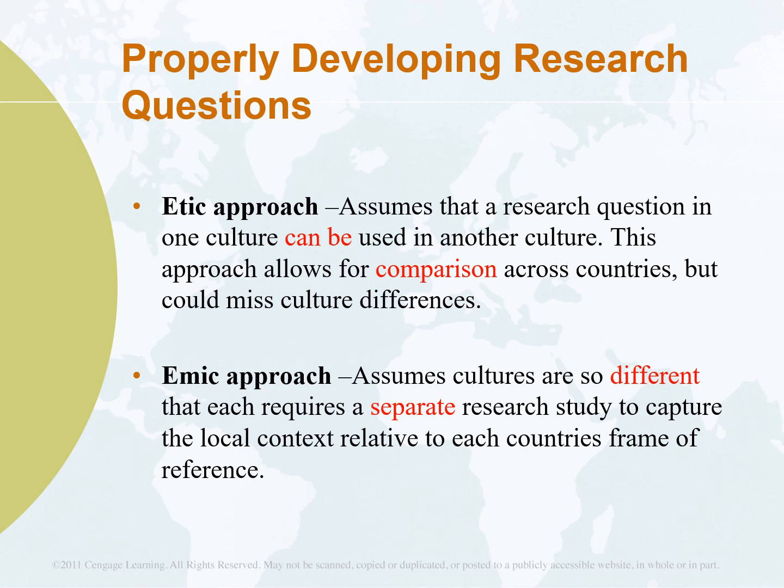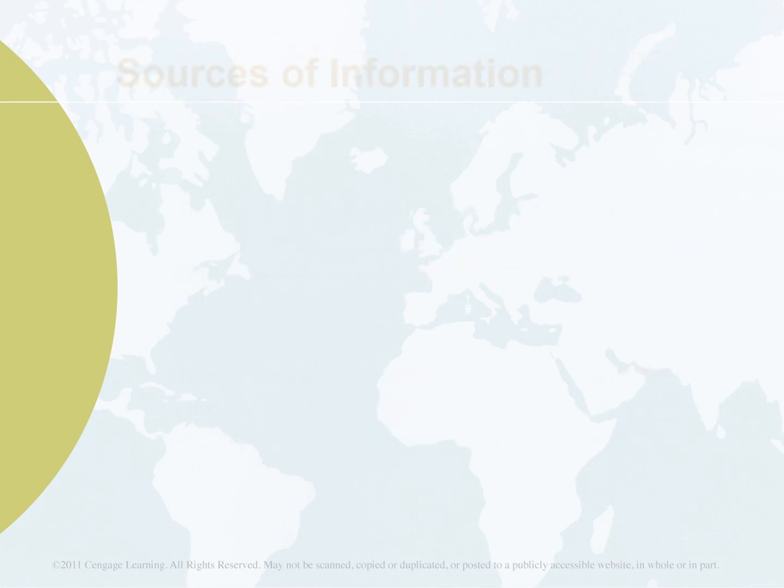The emic approach assumes cultures are so different that each requires a separate research study to capture the local context relative to each country's frame of reference. Okay, so you have to have a separate one for each and every one of them. That's called the emic approach. But you need to make a decision on that.